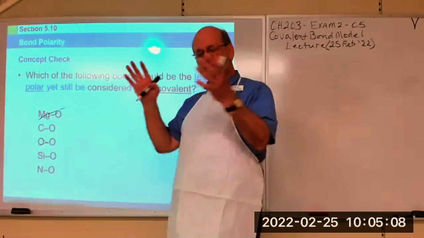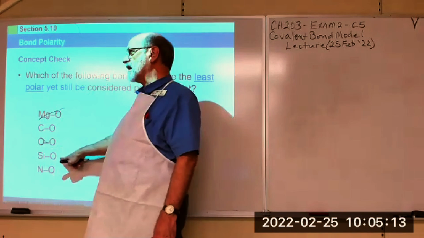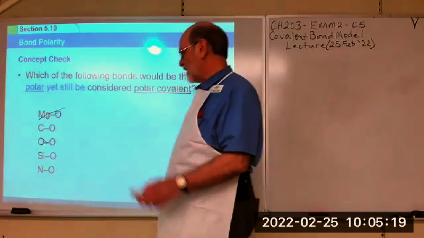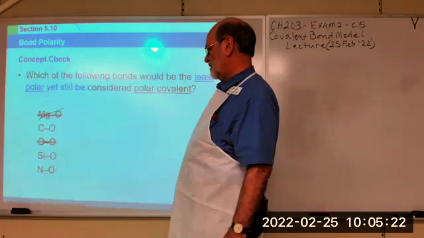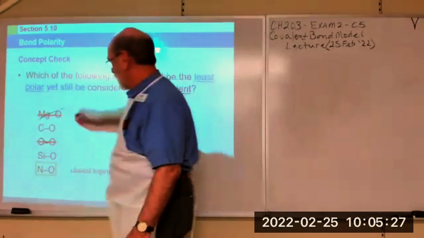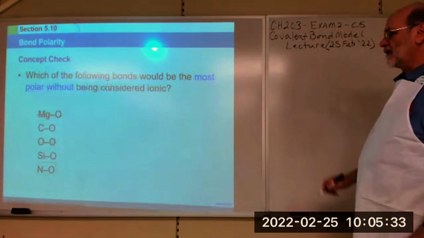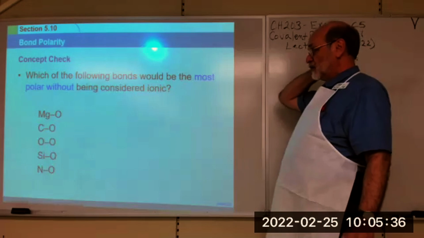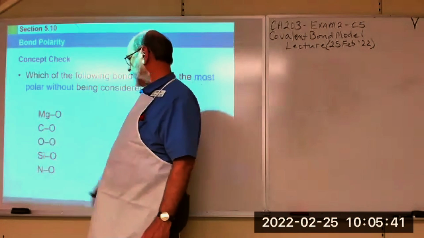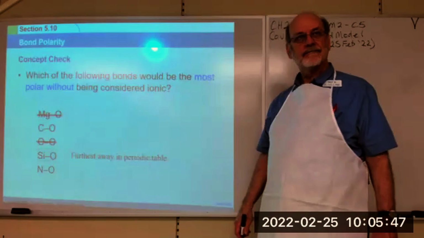The ones where they're closest together in the periodic chart. Carbon and oxygen are 2 away from each other. Silicon and oxygen are 3 away from each other. Nitrogen and oxygen are next door. That would be the least. There we go. The most polar, without being ionic, would be the silicon and oxygen. They're furthest away from each other. Okay.